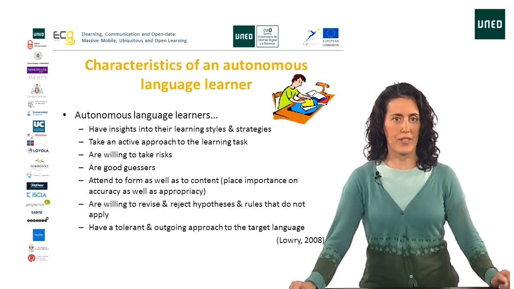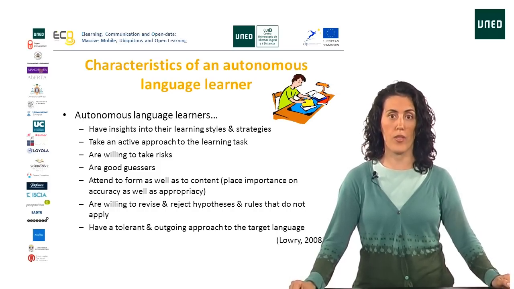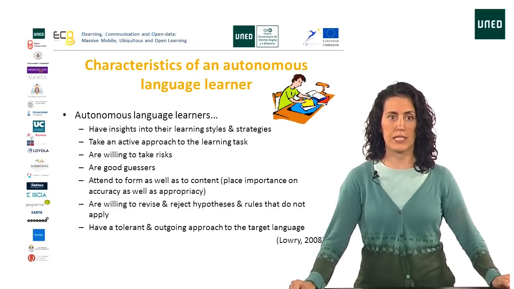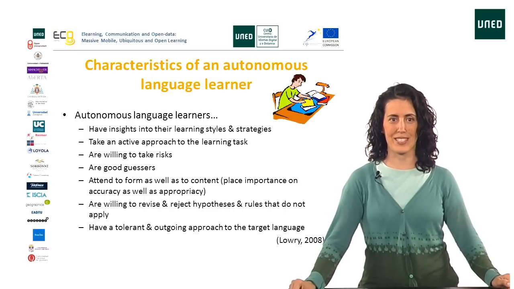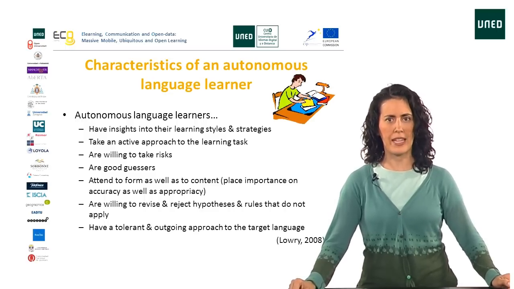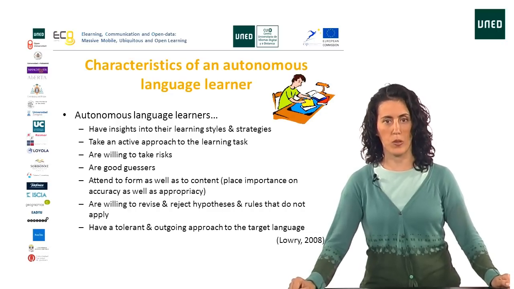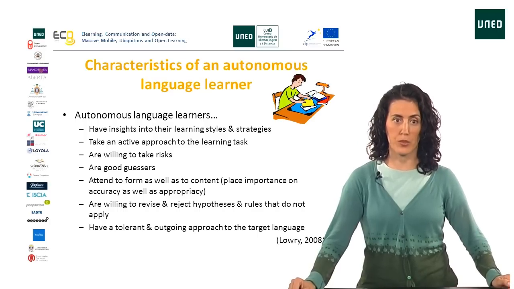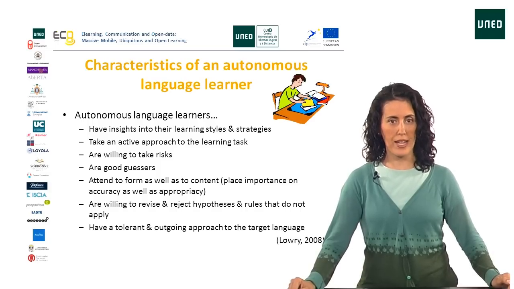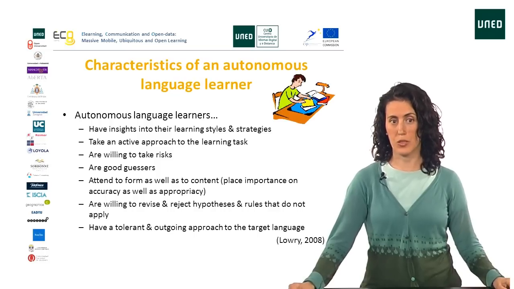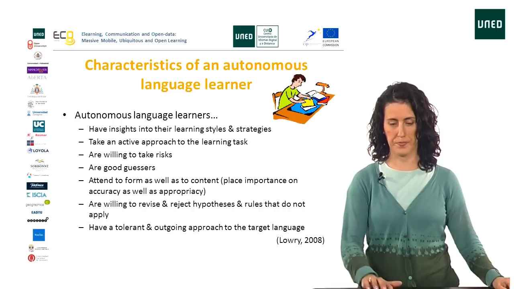So what characteristics do autonomous language learners have? Well, they have insights into their learning styles and their strategies. They know how they learn better. They are active. They take an active approach to their learning task. They are not scared of taking risks. They are good at guessing meanings, structures, etc. They attend to form as well as to content. That means they place importance on accuracy and appropriacy. They are willing to revise and to reject hypotheses and rules that do not apply. And they have a tolerant and outgoing approach to the target language.